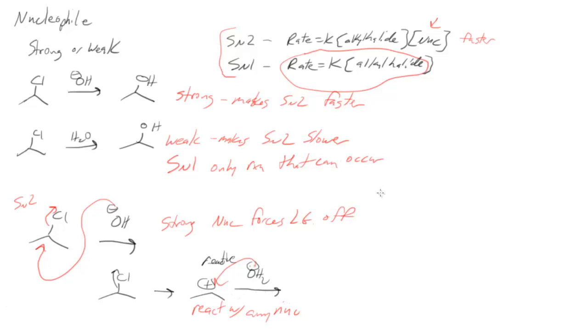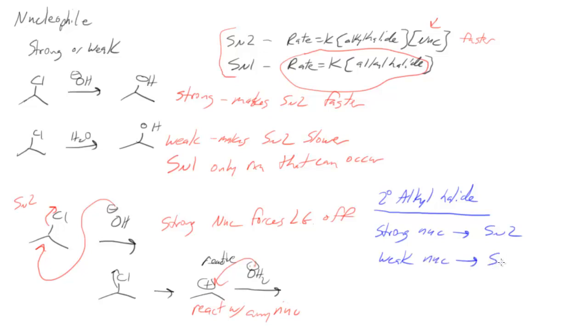So to summarize this, for secondary alkyl halides, because remember for primary alkyl halides they're always going to follow an SN2, and for tertiary alkyl halides they'll always follow SN1. So secondary alkyl halides, if there's a strong nucleophile, then it will follow SN2. If it's a weak nucleophile, they'll follow SN1.